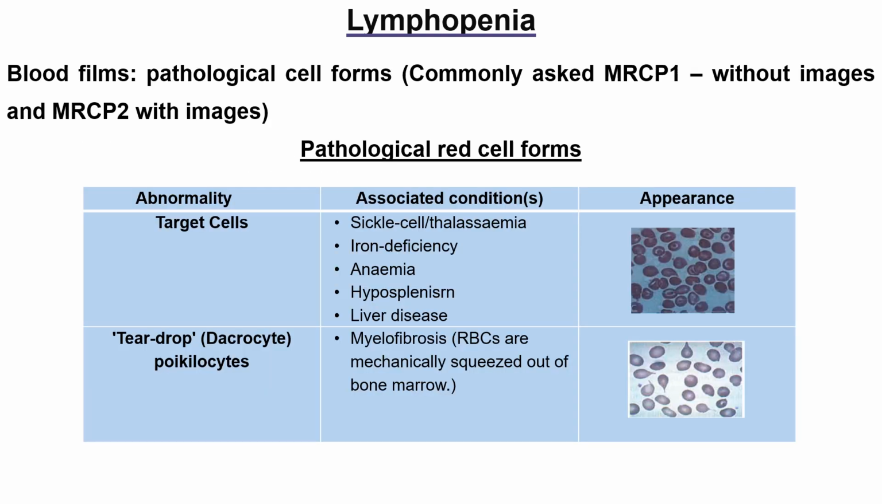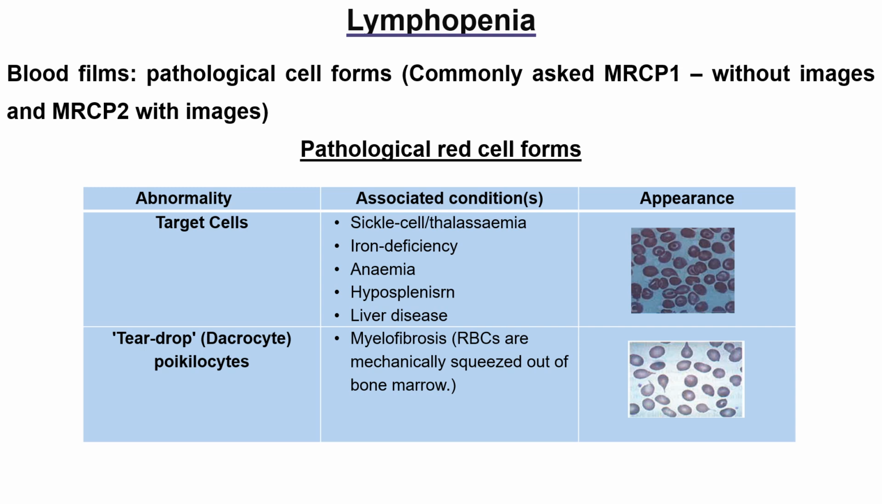Now we'll be discussing the common blood films, like the pathological cell forms that are commonly asked questions in the MRCP 1 and 2 exam. So the common pathological red cell forms are the target cells that occur in sickle cell and thalassemia. They can also occur in iron deficiency anemia, hyposplenism, and liver disease.